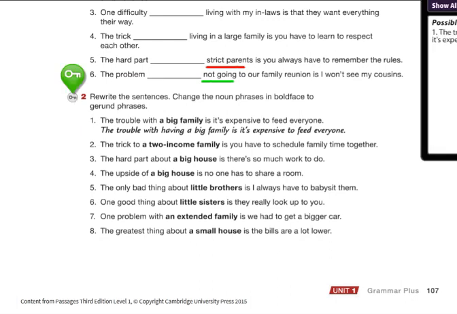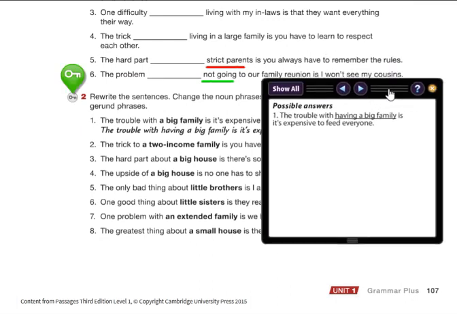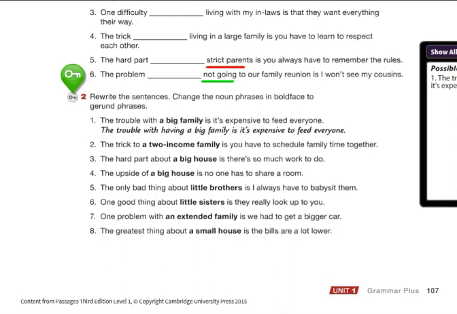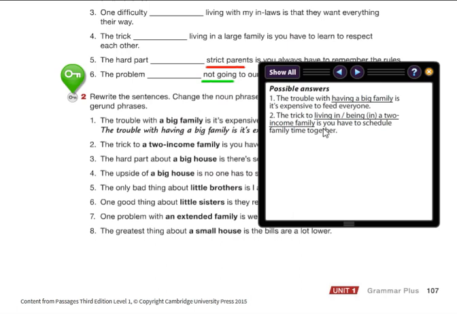So let's see. So the trouble with having a big family is expensive to feed everyone. Now let's see the next one. Number 2, it says the trick to a two-income family is you have to schedule family time together. So you know the problem with the two-income family is that parents don't spend much time with their children. Well, or the only child. So then the trick to living in or being a two-income family is you have to schedule family time together.